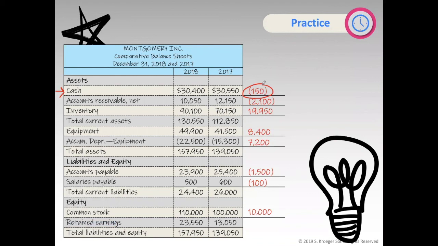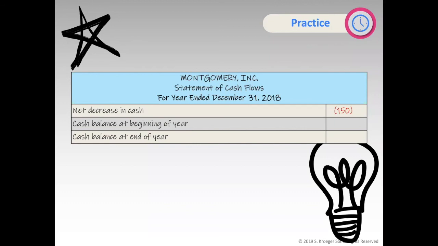We also need to input the cash from the beginning of the year, which would be the $30,550, because cash at the beginning of the year is the same as cash at the end of last year. We also need cash for the end of this year, which would be the $30,400. We need to input these amounts in the statement of cash flows. Let's input these last two amounts. Cash balance at beginning of year would be $30,550. Cash balance at end of year would be $30,400.